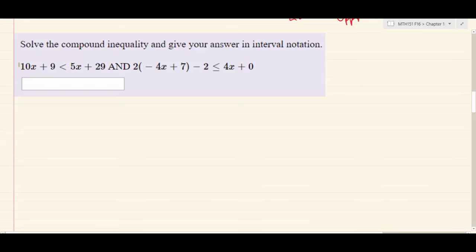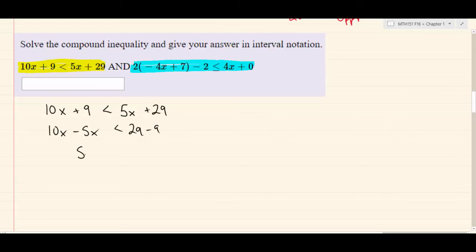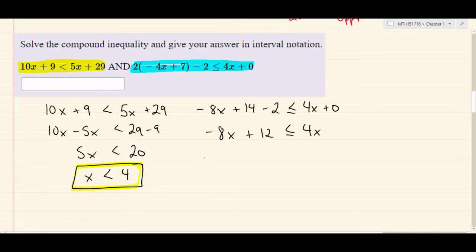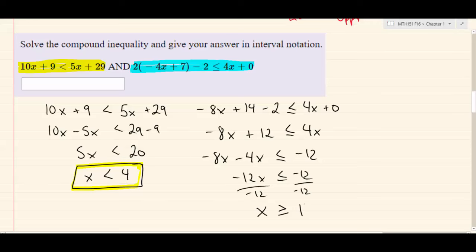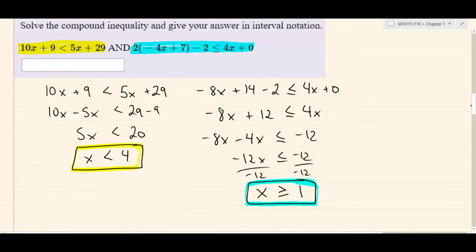And we're going to do this one in 2 chunks. Here's one part. So we're going to solve that. And here's another part. So here we go. 10x plus 9 is less than 5x plus 29. X is less than 4. So that is the yellow solution. All right, so I got x is less than 4, and x is greater than or equal to 1.